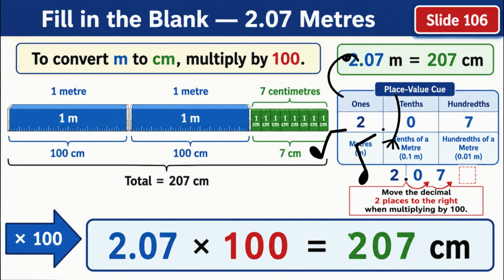Fill in the blank. 2.07 meters. To convert meters into centimeters, multiply by 100. 2.07 times 100 equals 207. So 2.07 meters equals 207 centimeters.